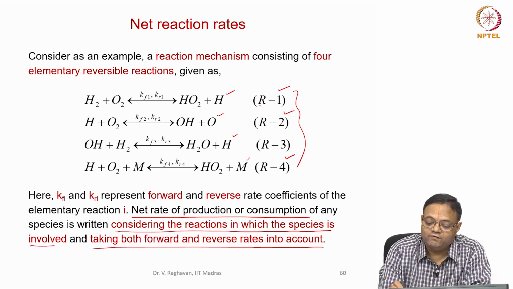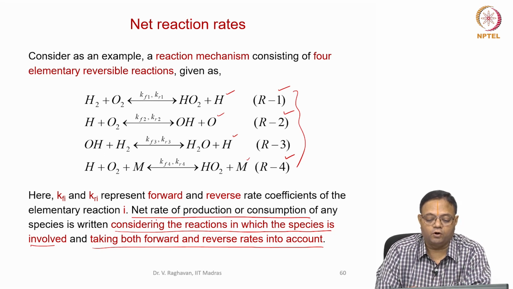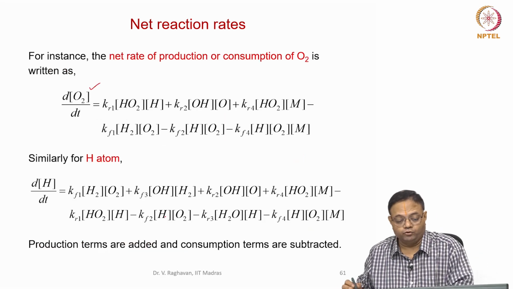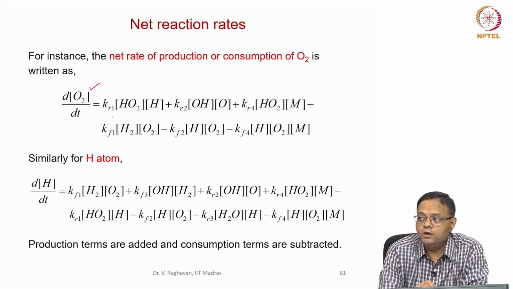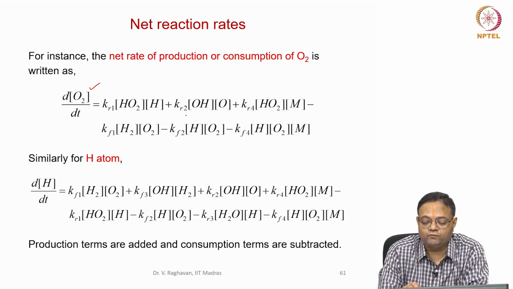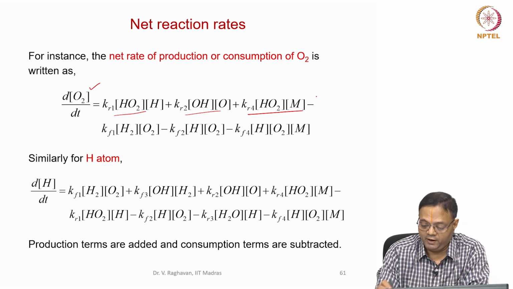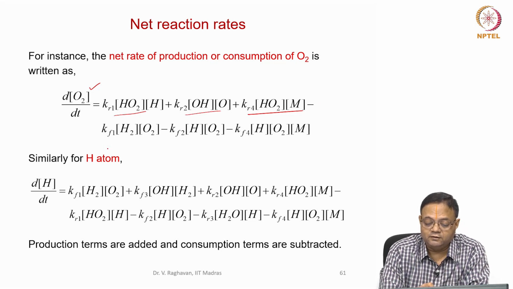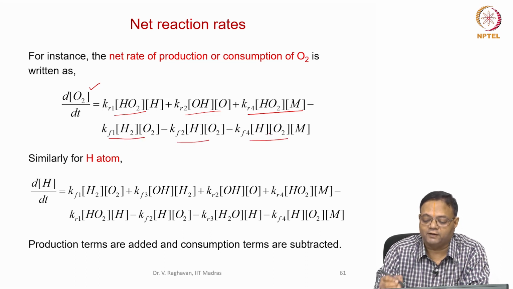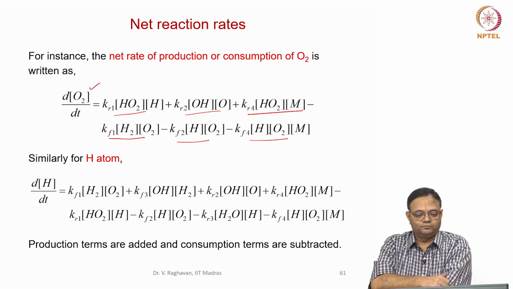It is produced in the reverse reaction of 1, the reverse reaction of 2 and the reverse reaction of 4, and obviously it is consumed in the forward reactions of 1, 2 and 4. So now add the reaction rates at which it is formed: reverse reaction of 1, reverse reaction of 2 and reverse reaction of 4. In these 3, O2 is formed, minus the rates at which it is consumed, the forward reaction of 1, forward reaction of 2 and forward reaction of 4. You subtract them, and that will give you the net rate at which the O2 is produced or consumed.